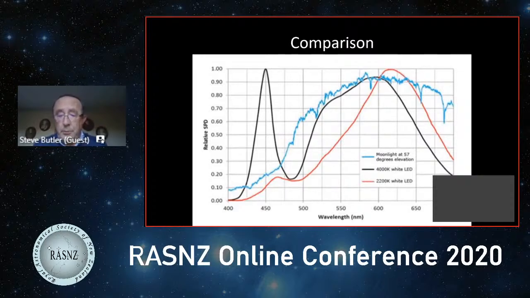But that similarity between moonlight and 4000 Kelvin played a part in the choice of 4000 Kelvin for street lighting. But unfortunately, it wasn't a valid comparison. It has proven to be quite a problem for us.